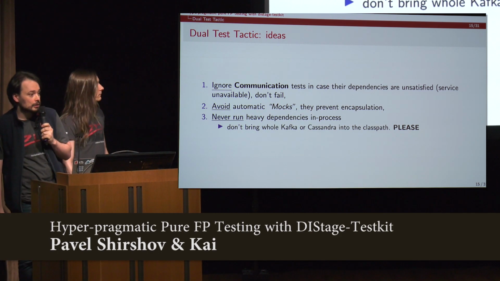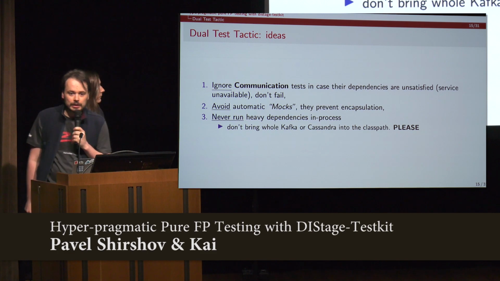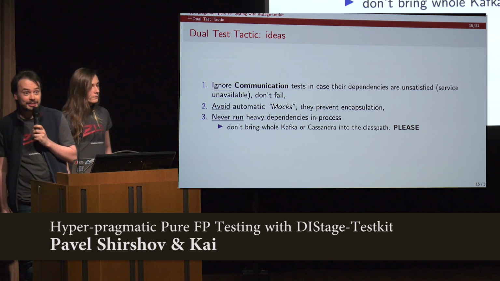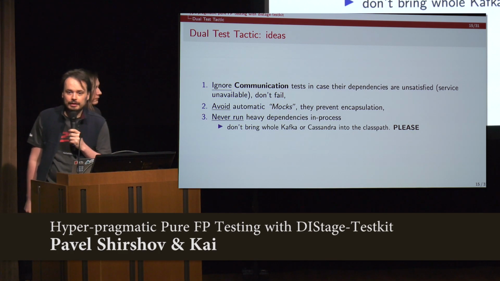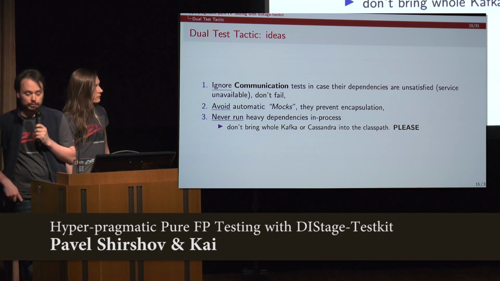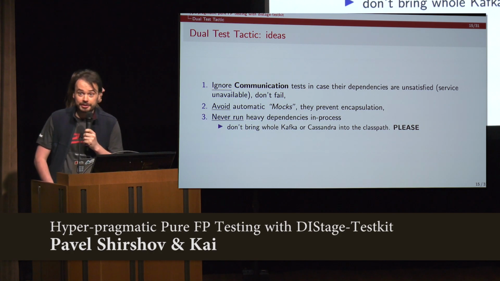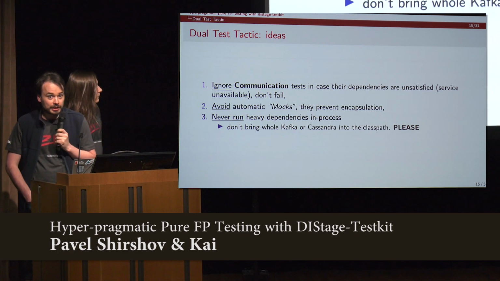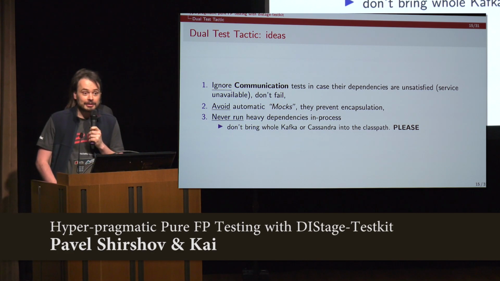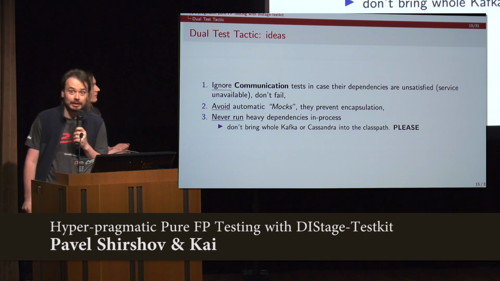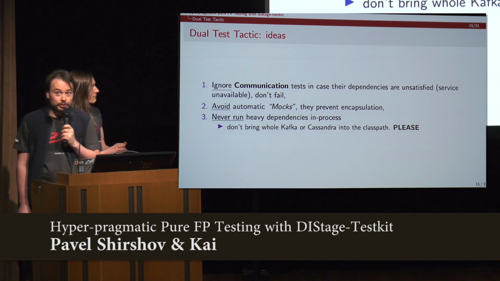Then, it's a very good idea to avoid automatic mocks, because they prevent encapsulation and they are not refactoring resilient, and usually they require heavy, mostly runtime machinery to work. So it's cheaper to just write dummies. And also, please never bring heavy dependencies like Kafka or Cassandra or whatever else into your classpath. And never run such things during your tests, because this is the best way to make your test suites and your whole project unmaintainable.